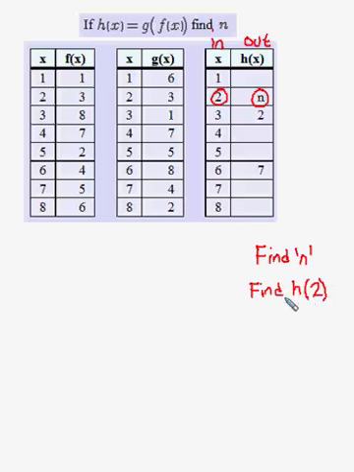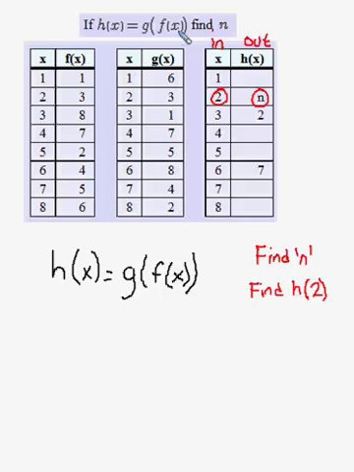of 2. The notation h of 2 means find the output of h, or find n, when the input, that's this guy here inside the parentheses, when the input is x equals 2. Once you understand that finding n is equivalent to asking the question find h of 2, it's just a matter of lining the question up with the given information at the beginning of the problem.